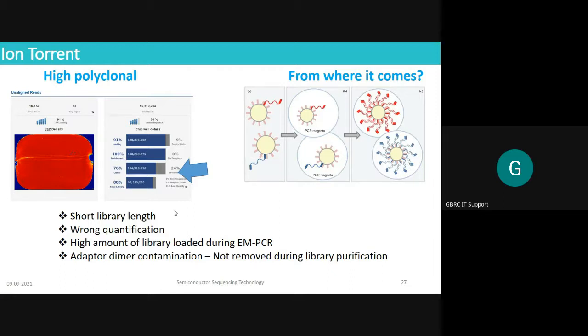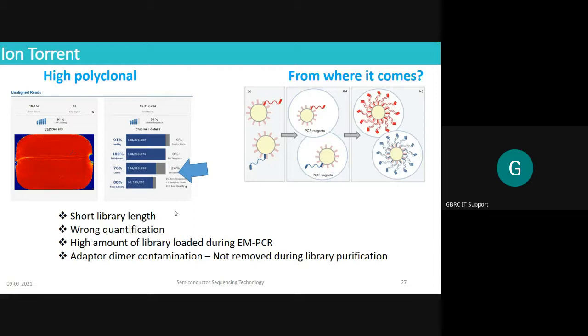So what is polyclonal? You want each clone to be represented equally. But when your library becomes polyclonal, that means some of the clones are getting represented more in a particular set of the library that you are preparing. So this is the example of polyclonal and monoclonal, because you want each bubble to have one type of library fragment.